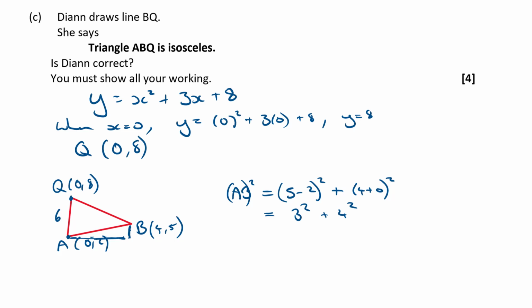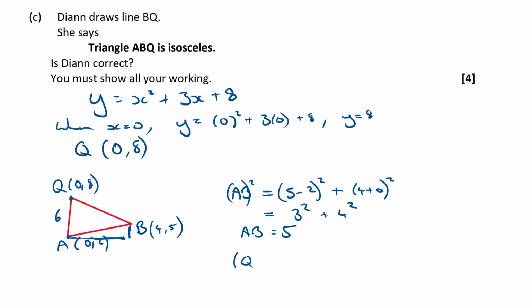Okay, so then I get AB all squared is equal to 3 squared plus 4 squared. So I know my Pythagorean triples. So I know that AB must be 5 then, mustn't it? Okay, so now AB is 5, so that's not equal to 6. So those two sides aren't equal. Let's have a look at the other side, QB.